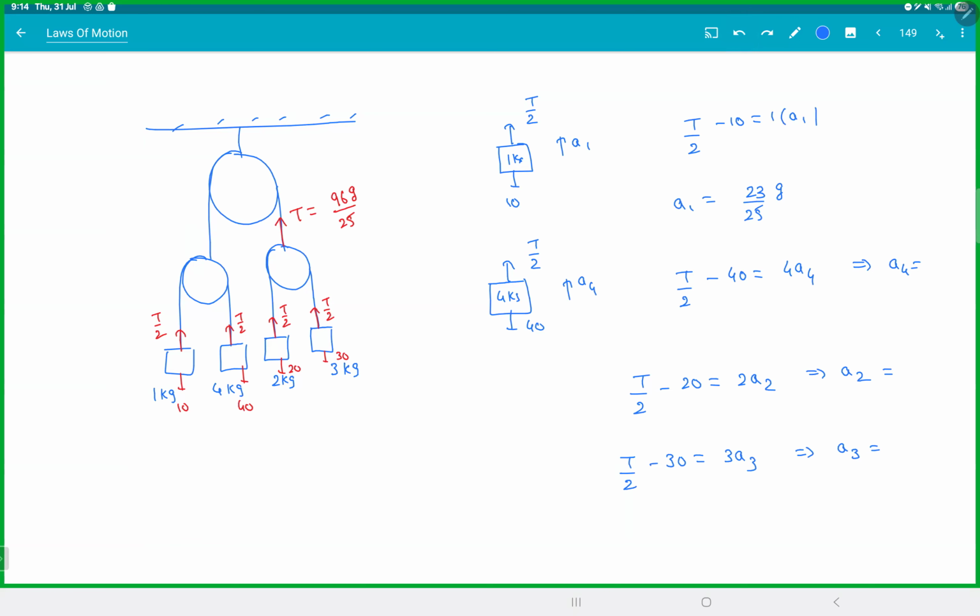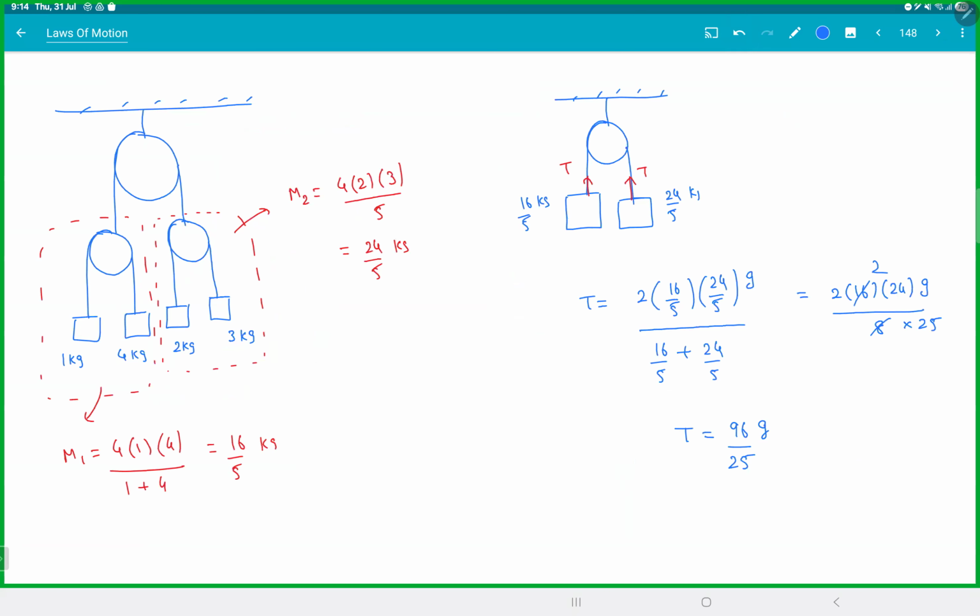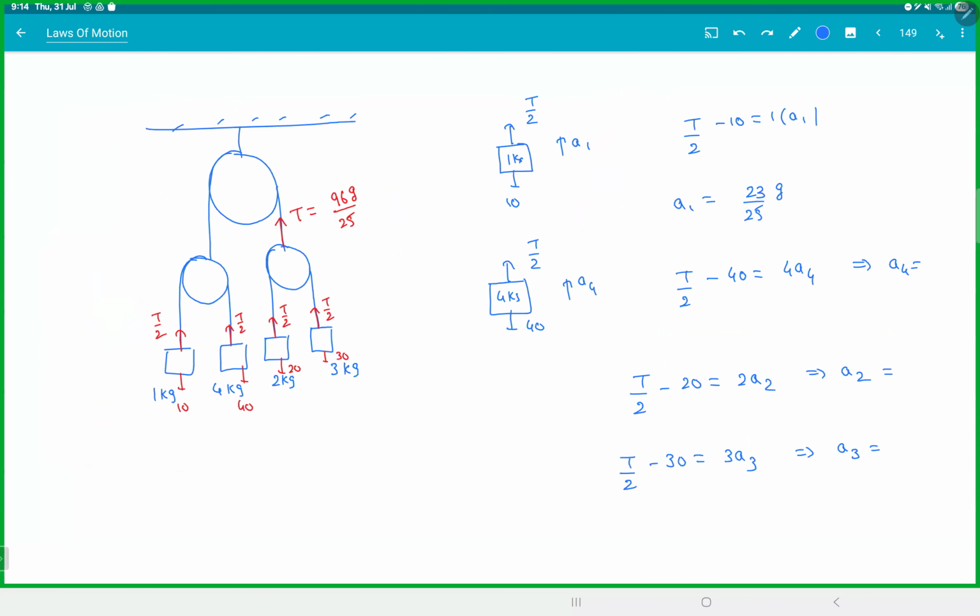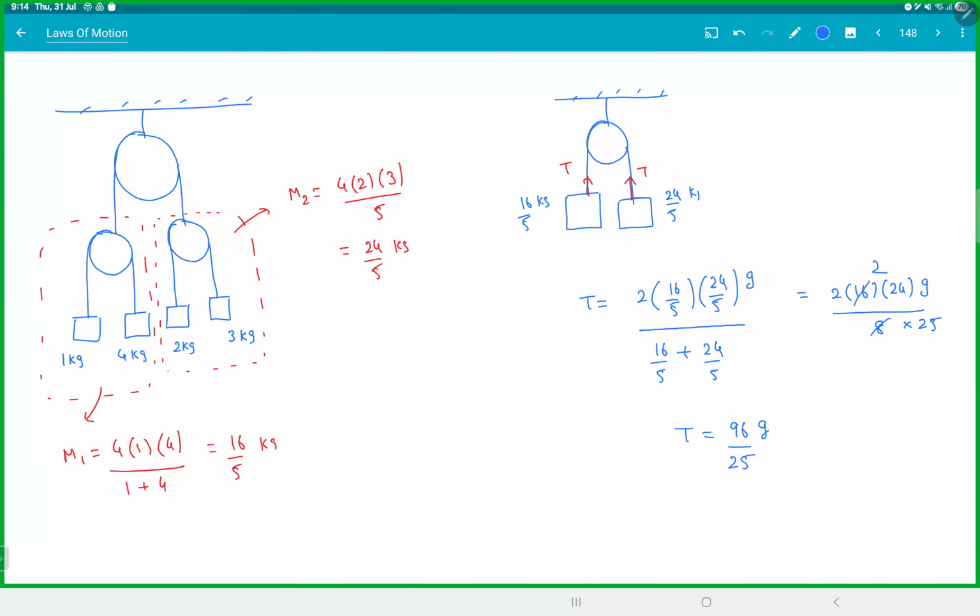Any doubts on the pulley equivalent method? It saves you time, quite useful. Let's see one more. So again, what did we do? We replaced both the sides with 2 blocks. We got a 2-block system. We found the tension. Then we split the tension. Then we drew each block's FBD, and then we got the accelerations. Let's see one more.